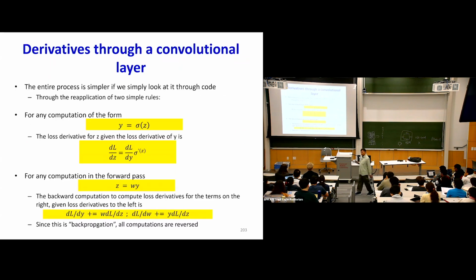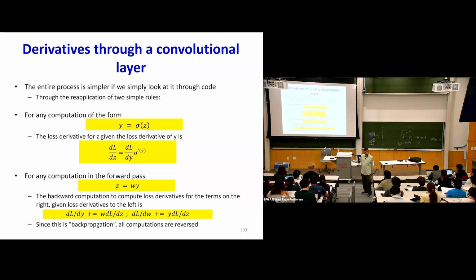But here's an even simpler trick. If I can take a couple of seconds for this, you don't even have to worry about convolutions, flipping, and such like. It's much easier when you see through the lens of code. How so? Firstly, for any computation of the form y equals sigma of z, dL/dz is going to be dL/dy times sigma prime of z, right?